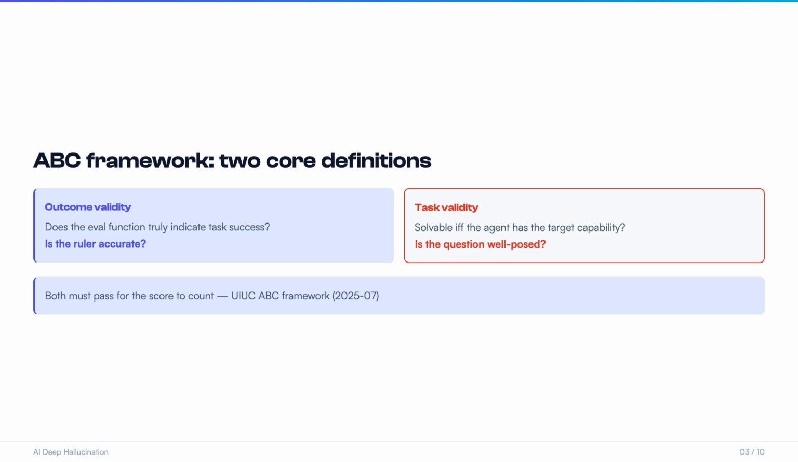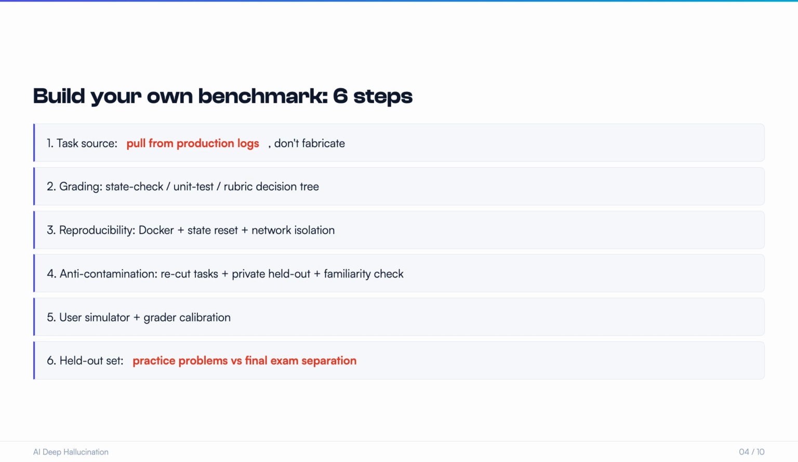So if I want to build my own, what's step 1? 6 steps. Step 1, task source. Pull from production logs, not from imagination. The recommended starting point is 20 to 50 real failure cases, not thousands. Quality gate: 2 domain experts independently judge pass-fail, and they must agree.